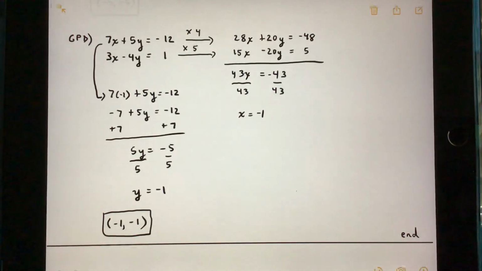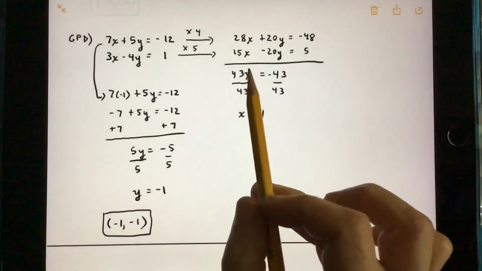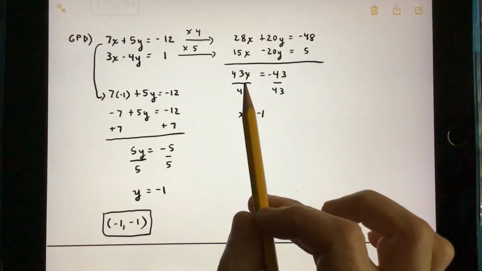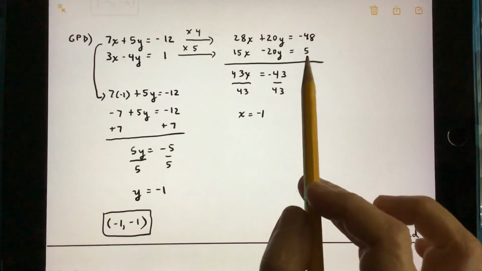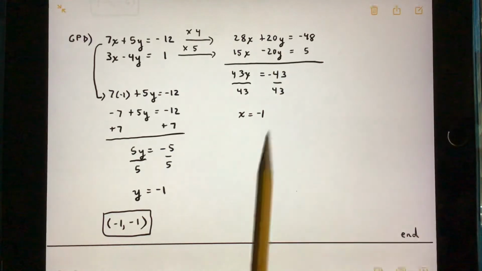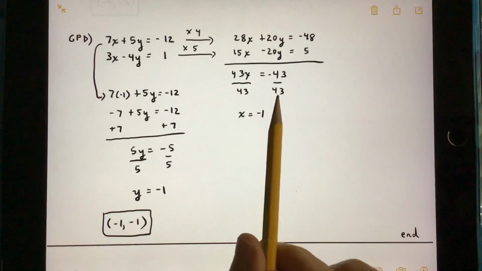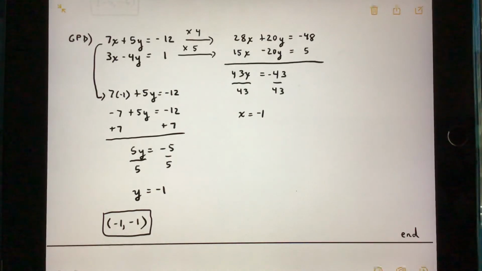Okay, now I can eliminate my y's. Goodbye, y's. They're going to be gone. 28x and 15x, when you add those together, gives you 43x. The y's cancel out. Negative 48 plus 5 is negative 43. And isn't this nice? You can divide both sides by 43, and x is negative 1.